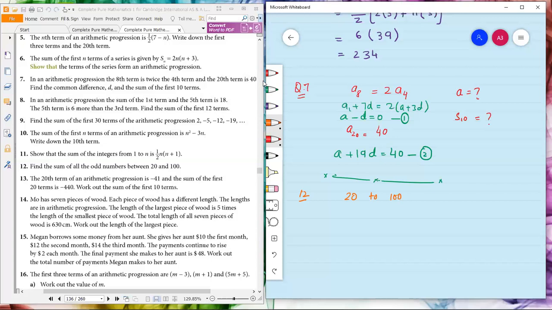Find the sum of all odd numbers between 20 to 100. First write down the sequence. It would be 21, 23, and 25 and so on, and the last term would be 99. We have to find the sum.